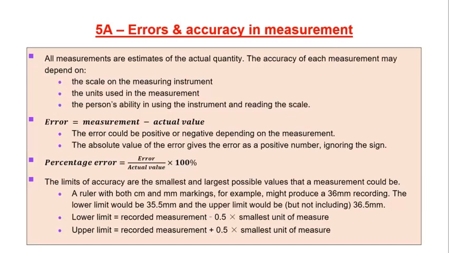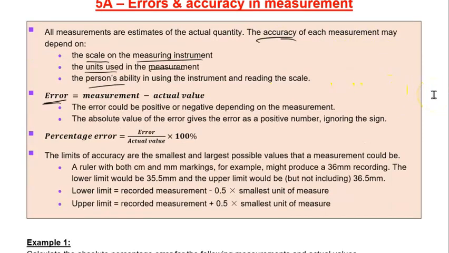All measurements are estimates of the actual quantity. So the accuracy, because we could always go sort of smaller and smaller and smaller, may depend on the scale of the measuring instrument, the units that it uses, and the person's ability to use the instrument and read the scale. So we can look at the difference between the measurement and the actual value if we have it.